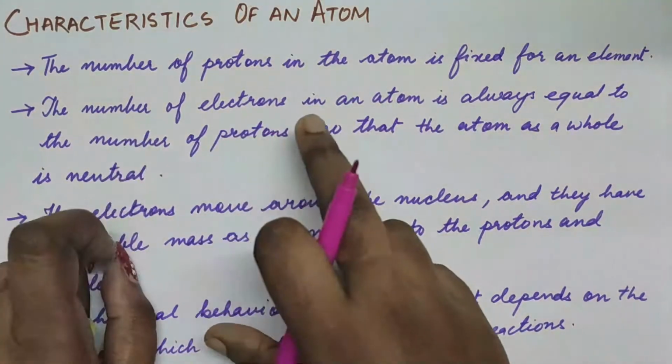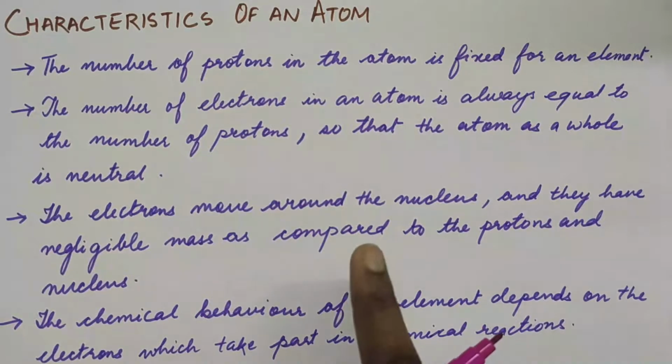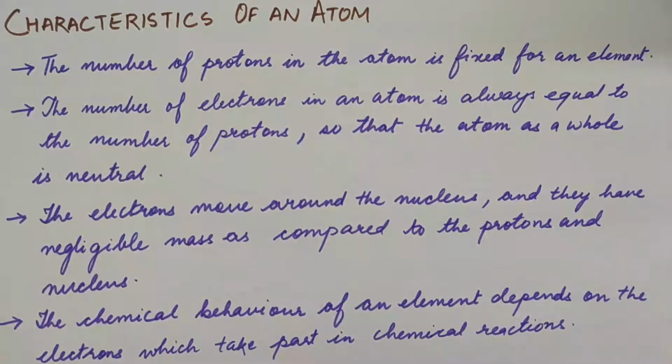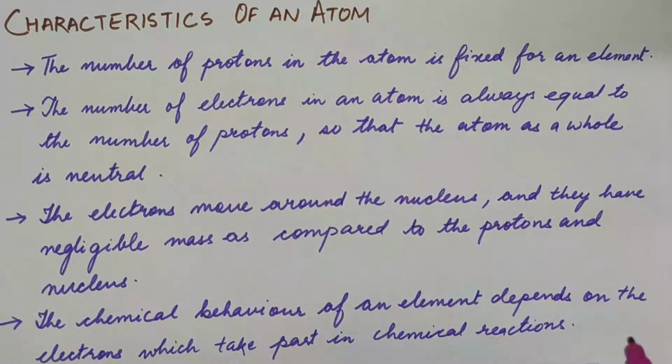The number of electrons in an atom is always equal to the number of protons, so that the atom as a whole is neutral. Now this is very important. Remember that the number of protons is equal to the number of electrons. The proton is the positive charge and the electrons are the negative charge. So when both of them are equal, the atom becomes neutral. The atom as a whole does not have any charge.